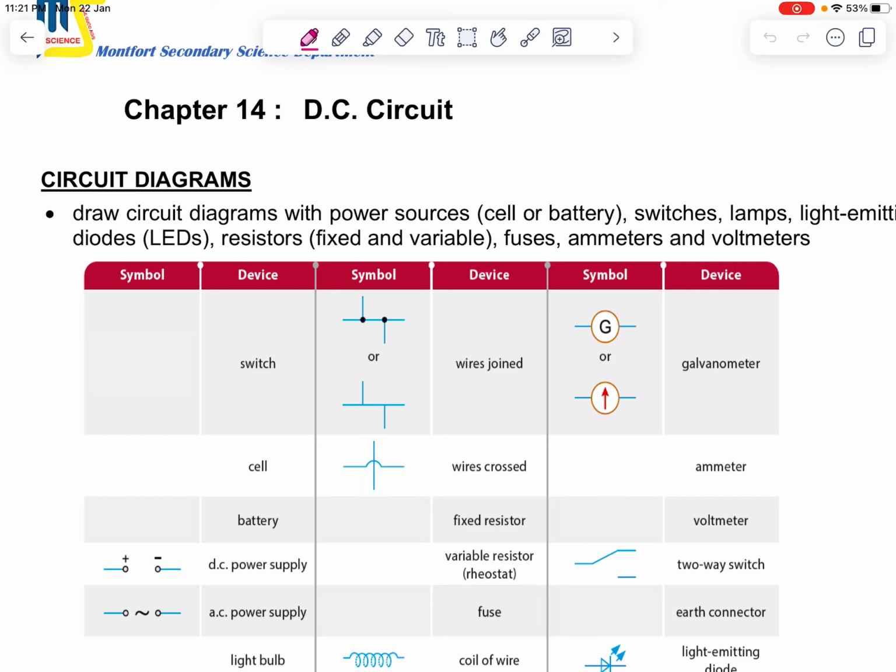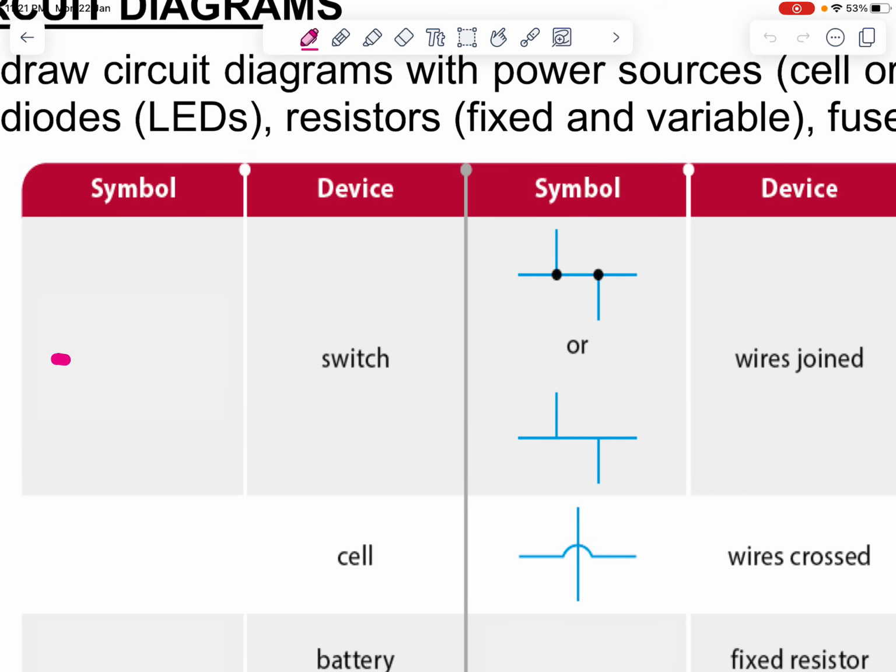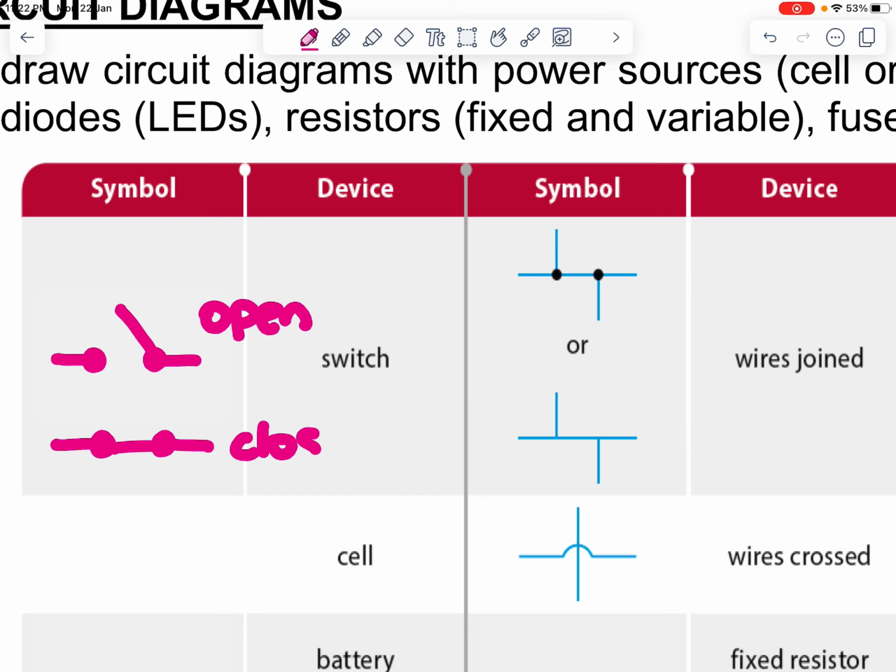Chapter 14, DC circuits. Let's look at the important circuit diagrams that you need to first draw. Number 1, a switch. Okay, straight line, 2 dots. This is an open switch. This is a closed switch.